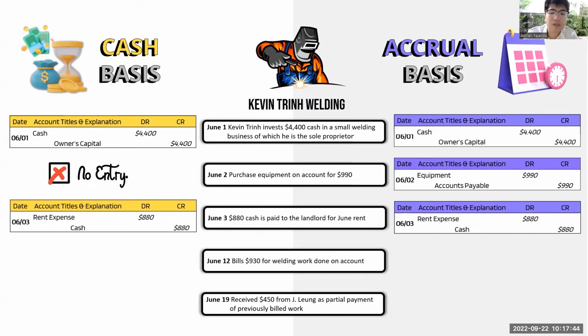So moving on to the fourth transaction, bills 930 for welding work done on account. So what happened here was that we earned revenue but then wala pang nagbayad sa atin in cash. And therefore, under cash basis accounting, wala tayong pakialam, right? So, the fourth transaction, there is no entry for the fourth, what happened in June 12. Inversely, under accrual basis, we care about the revenue being earned, right? So, we account for it.